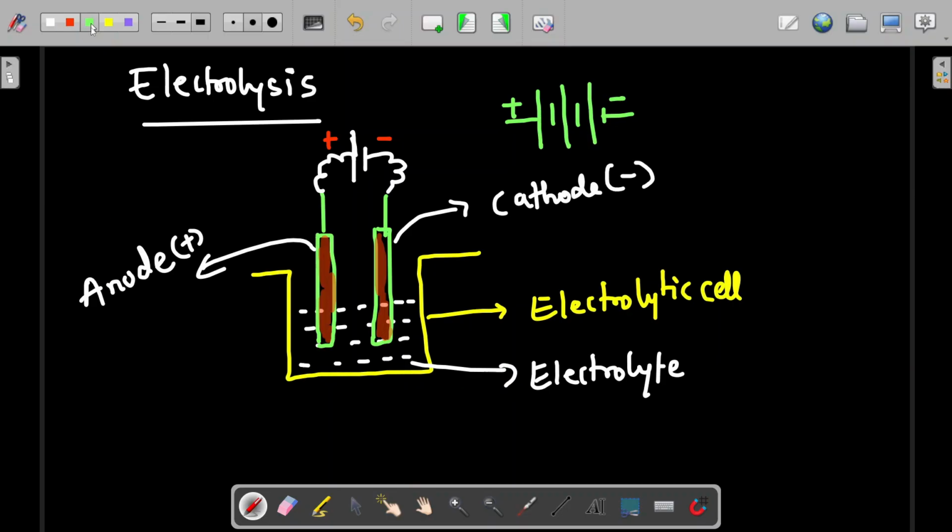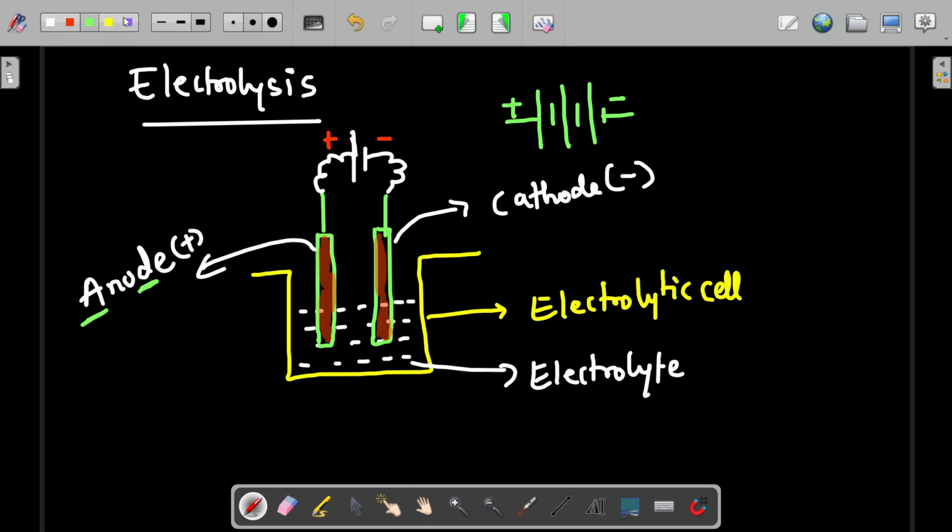And how to remember anode is positive? You can remember "add". Some people may have difficulty. In anode you have "add", and add means positive addition, right? Therefore that is positive, and cathode will be negative.